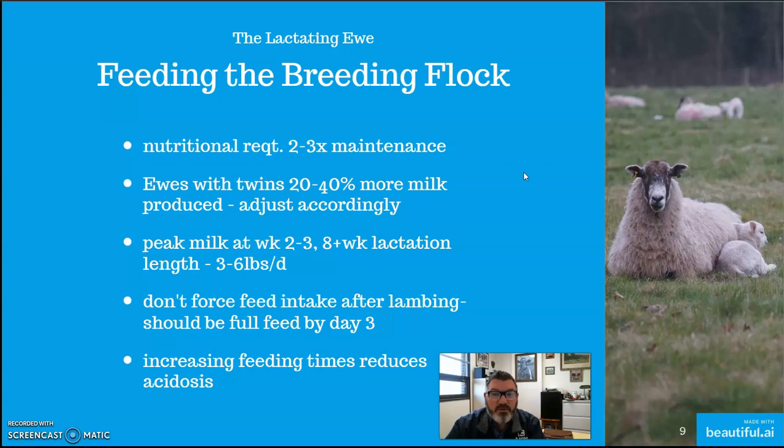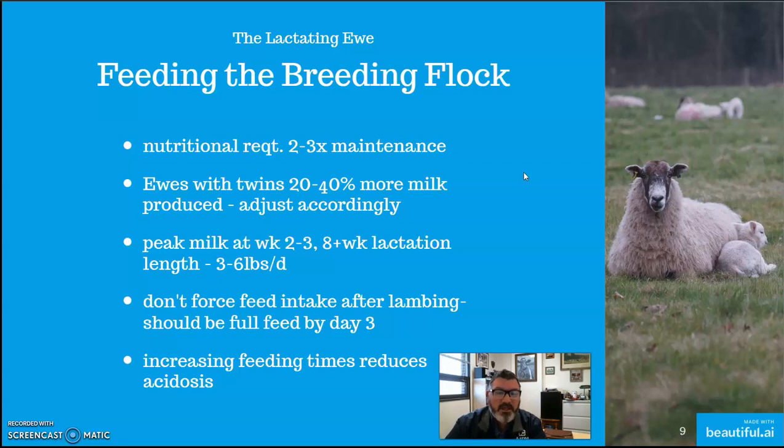Unique to ewes, they should come on at lambing. After lambing, they should come on to full feed by about day 3. But you don't want to force them to eat right away. If they go off feed, it's pretty normal. Forcing them to eat or pressuring them to eat will actually cause more issues that you want to be aware of. They'll get into overeating and things of that nature. So just let them come up onto feed naturally, and they should be okay. We wouldn't do that with virtually anybody else, but unique to sheep.